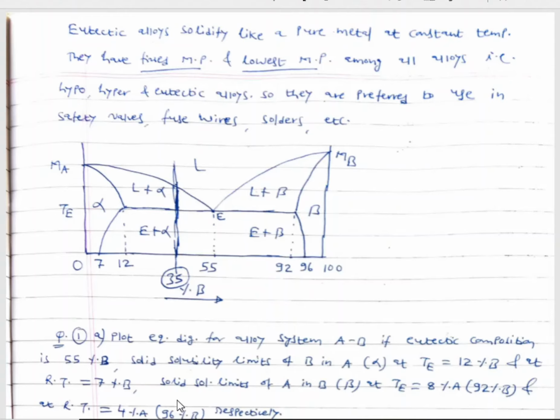Eutectic alloys solidify like a pure metal at constant temperature. They have a fixed melting point and the lowest melting point among all alloys.